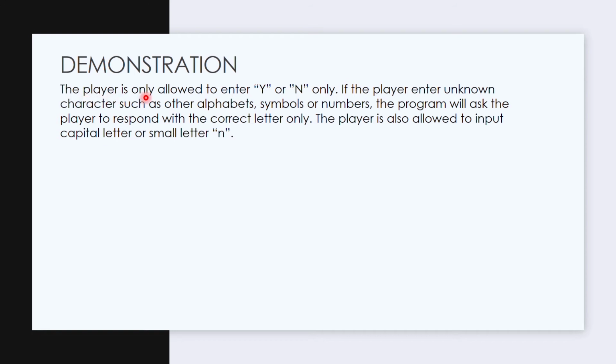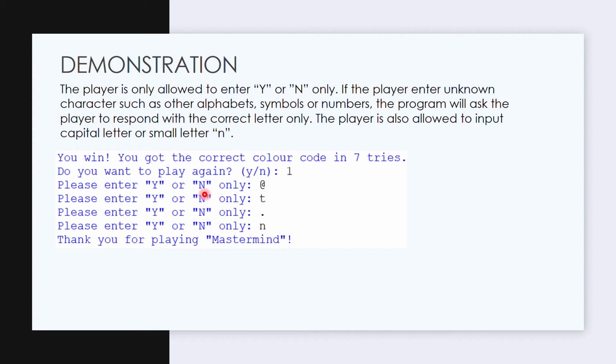Next, the player is only allowed to enter Y or N when they are asked whether they want to play again or not. If the player enters unknown characters such as other alphabets, symbols, or numbers, the program will ask the player to respond with the correct letter only. The player is allowed to input capital or small letter N.